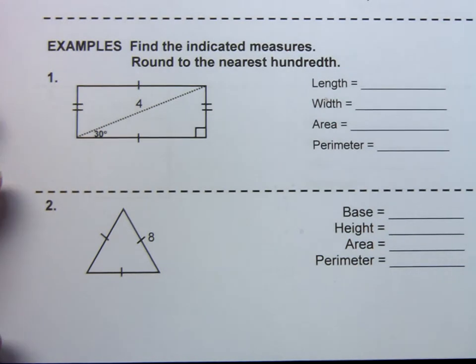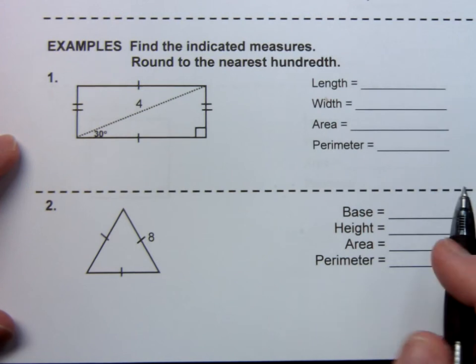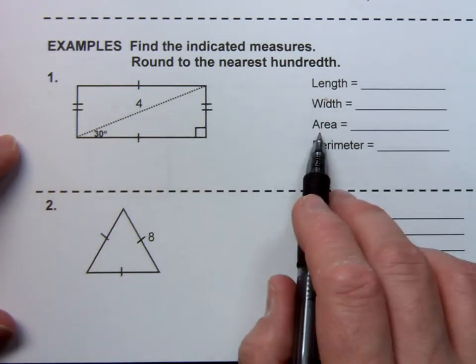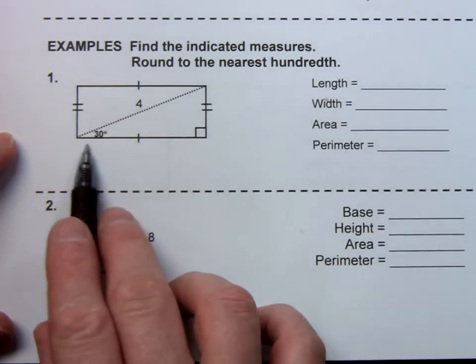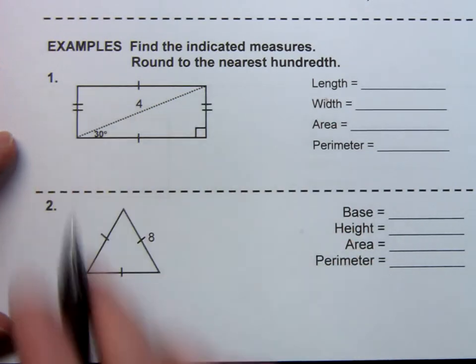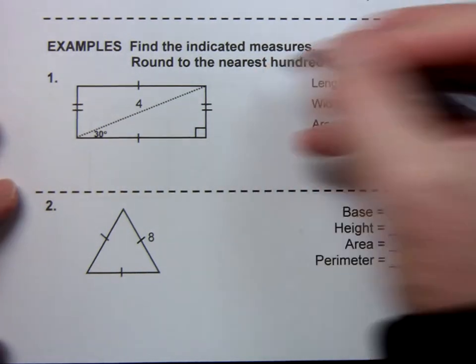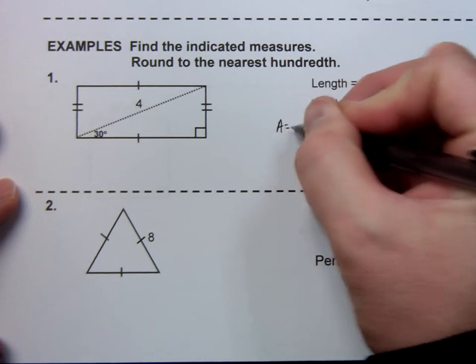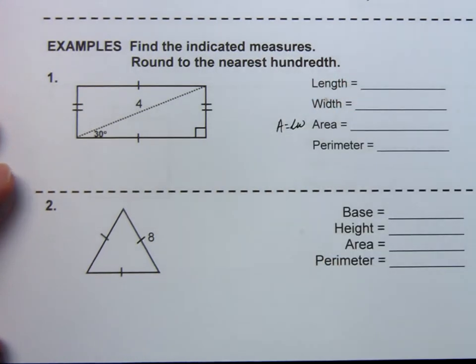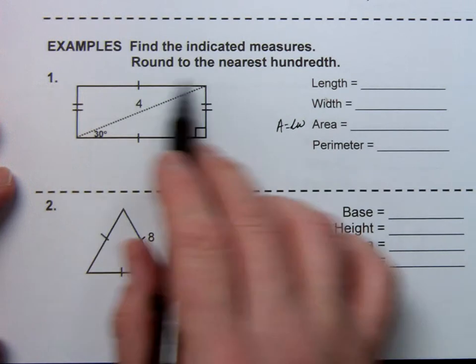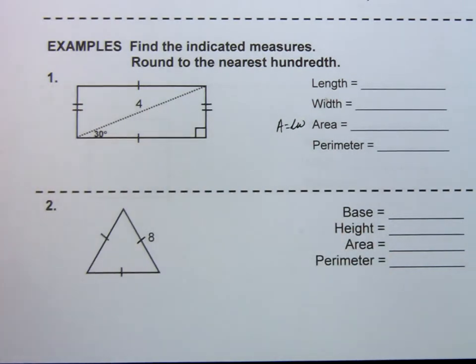All right, find the indicated measures, round to the nearest hundredth. So we are looking at a rectangle and we want to find the area and perimeter. At the moment, however, we don't have any of the sides. So we're going to have to do a little work to find those missing sides first. We need the length and width so that we can do the formula for area of a rectangle, because area is length times width. And then we need the sides for perimeter because we got to add up all the sides. So we got to get some work done to do that.